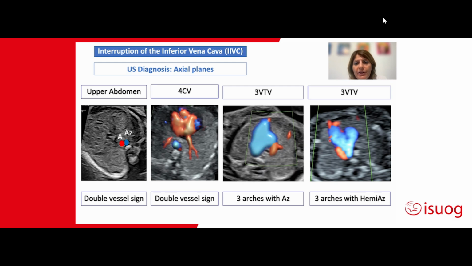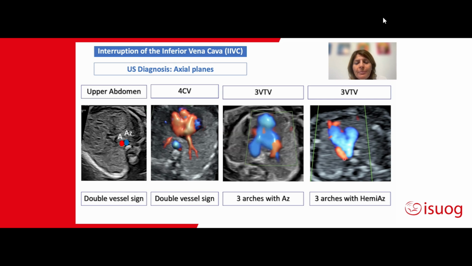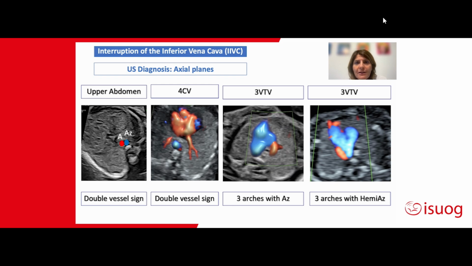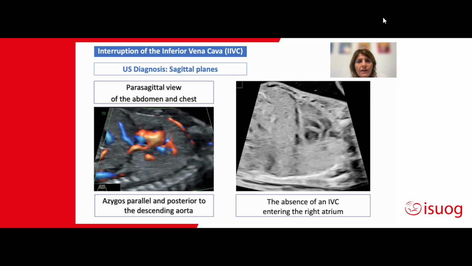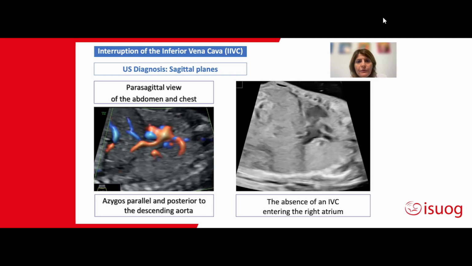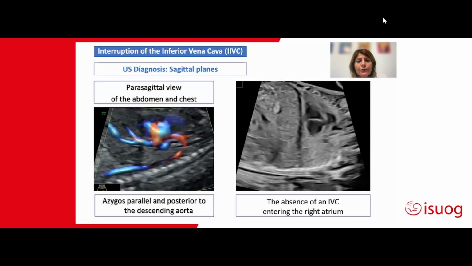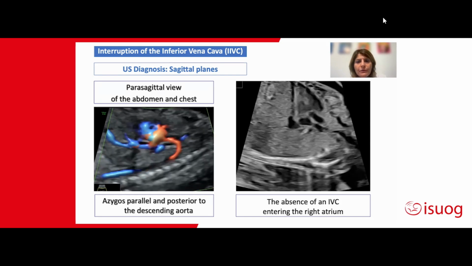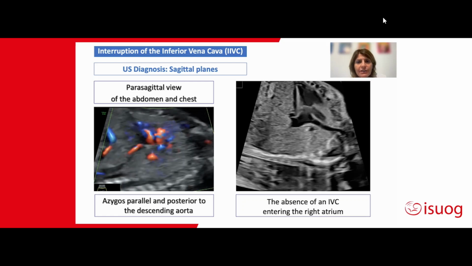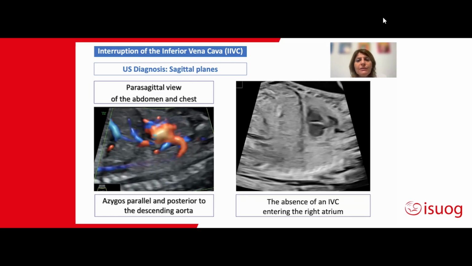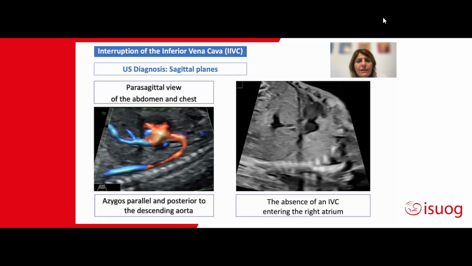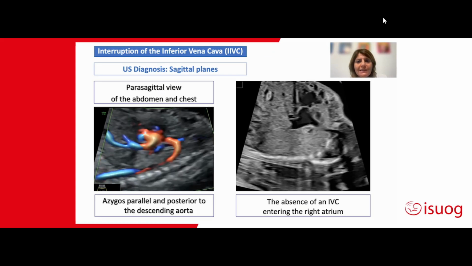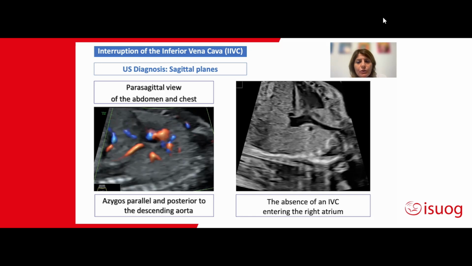On the other hand, where there is a hemiazygos continuation, the 3rd arch is on the left of the ductal arch, draining into a persistent left superior vena cava. A parasagittal view of the abdomen and chest confirms the absence of the inferior vena cava entering the right atrium, and additionally, this view can demonstrate the azygos vein parallel and posterior to the descending aorta with an opposite direction of flow.